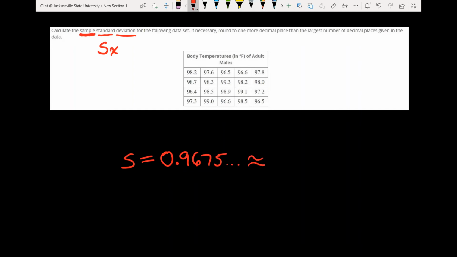So here we want to round to 1 more decimal place than we had in the data. So in our original data, we had 1 digit past the decimal place. So in our answer, we're going to leave 2 digits past the decimal place. So we would have 0.97. It would be our standard deviation. Okay. And by the way, the units would be whatever units you had in your data. So degrees Fahrenheit would be our units here. Okay, so check out those calculator videos and make sure you can do standard deviation on your calculator.